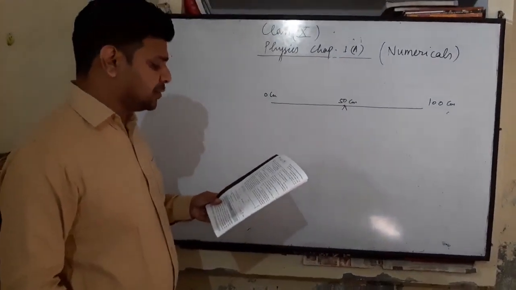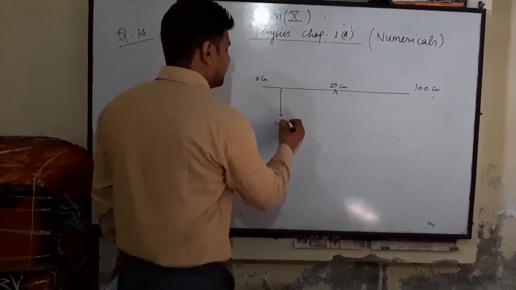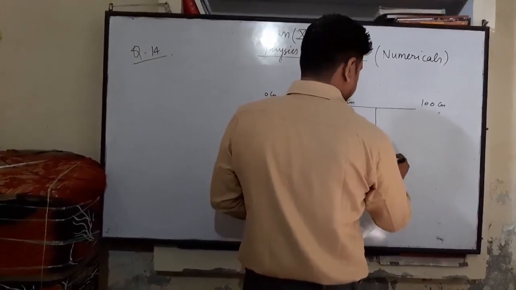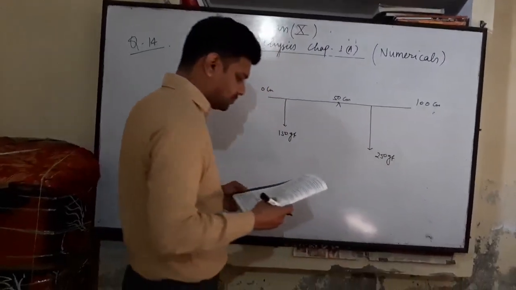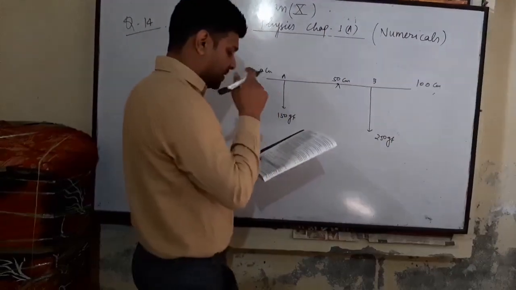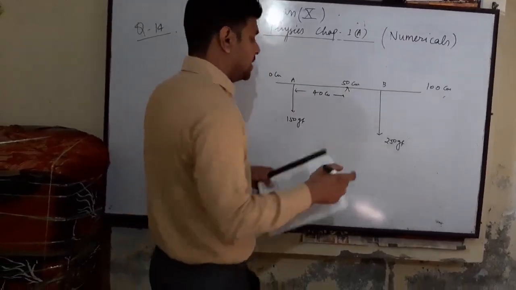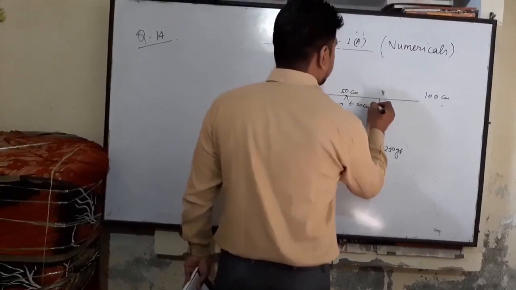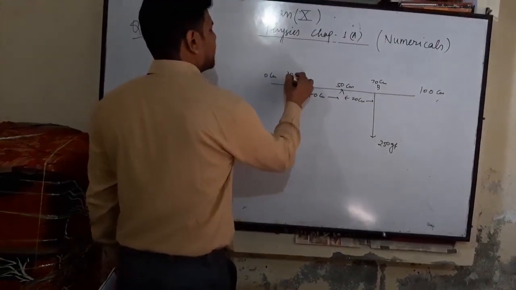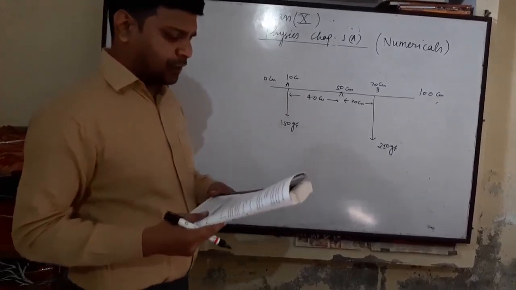Two weights, 150 and 250, hang from the points A and B. This is point A, 150 gram force, and this is point B, 250 gram force. The distance AO is 40 centimeter and the distance OB is 20 centimeter. It means this is the 70 centimeter mark and this one is the 10 centimeter mark. Calculate the total anti-clockwise movement about O.